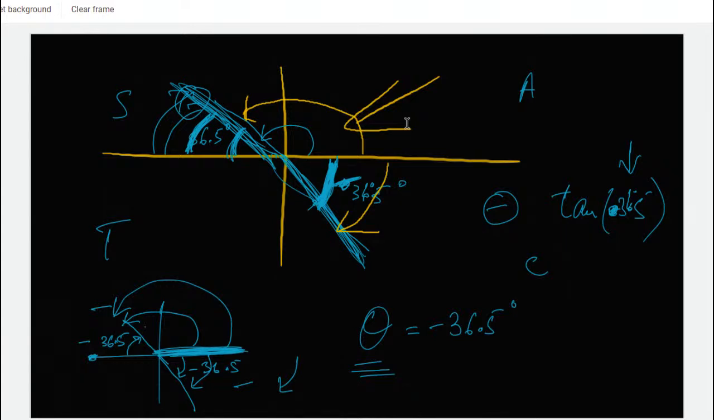Ah, yes, because we got plus 140, whatever. Okay, so we are calculating from here. Okay.